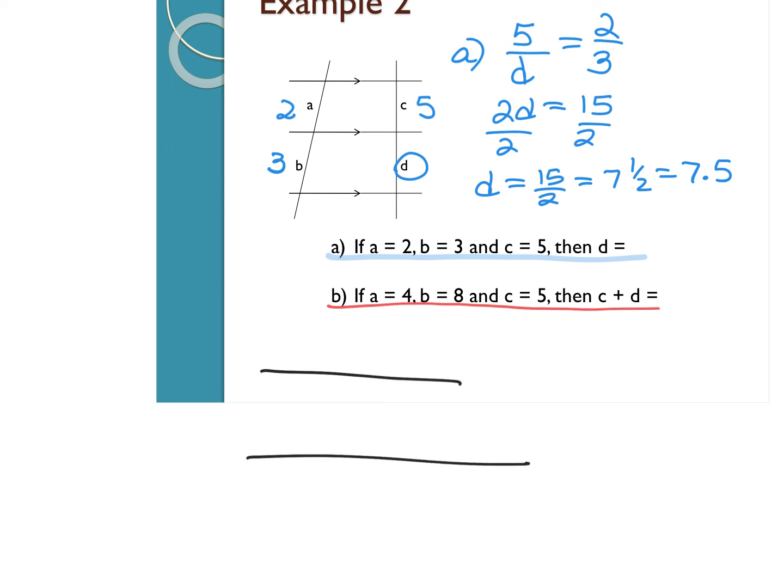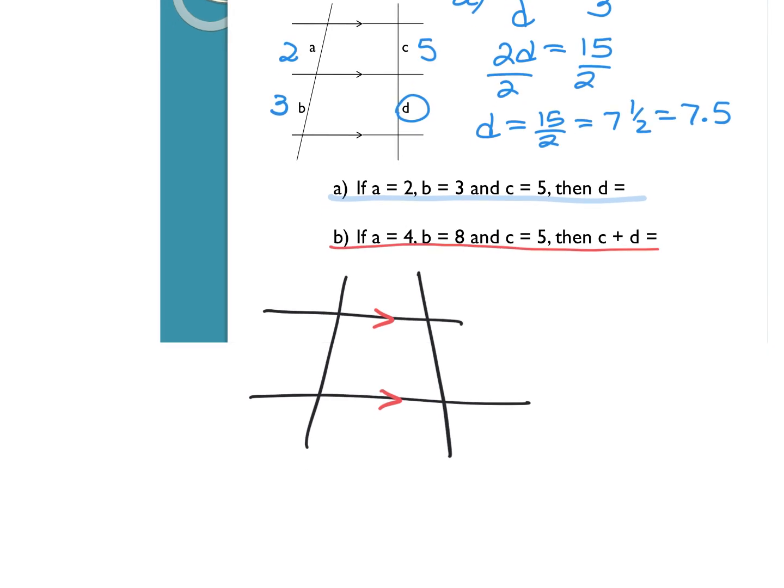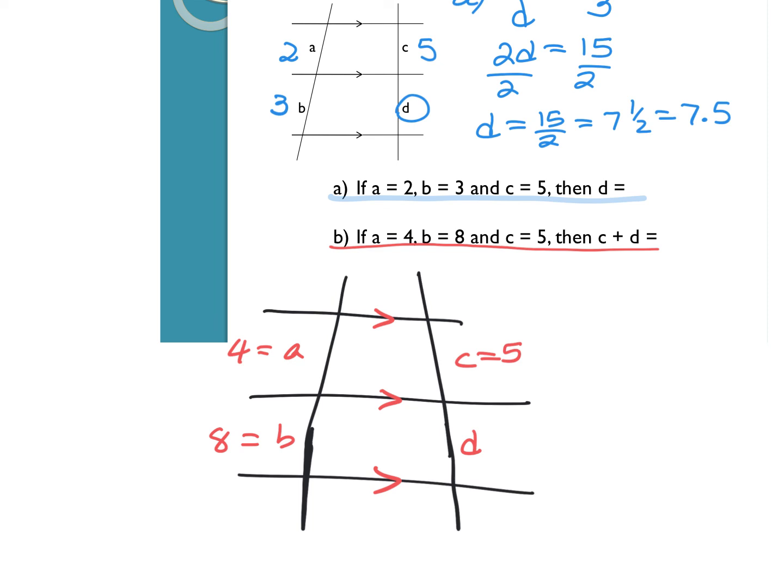All right, so now part B, I was redrawing it. I'm not Notability, so my lines aren't very straight here, but you guys get the idea. So this one's parallel. I need a third one in here. Okay, and then it's divided with an A, a B, and then a C and a D. All right, so for B, it's telling me that A equals 4, B equals 8, C equals 5, and they want us to find C plus D.